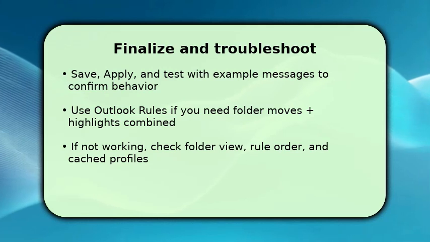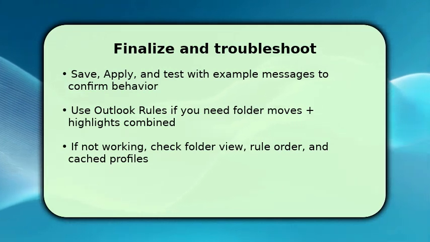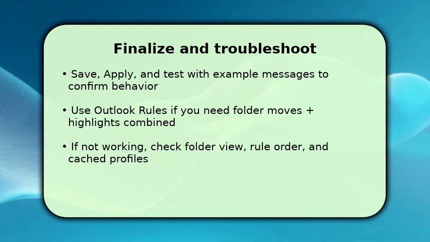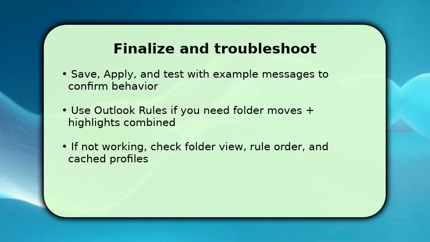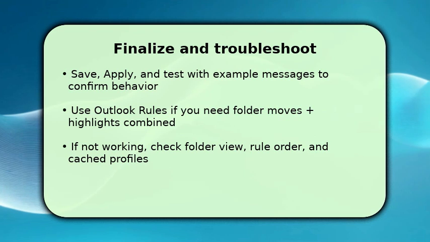You finish by saving and testing the new highlight. Click OK, apply and send or move test messages that meet your conditions so you can confirm the appearance. If you need to move mail as well, combine conditional formatting with a rule, Home, right arrow, Rules, that organizes messages into folders while retaining the view highlight.